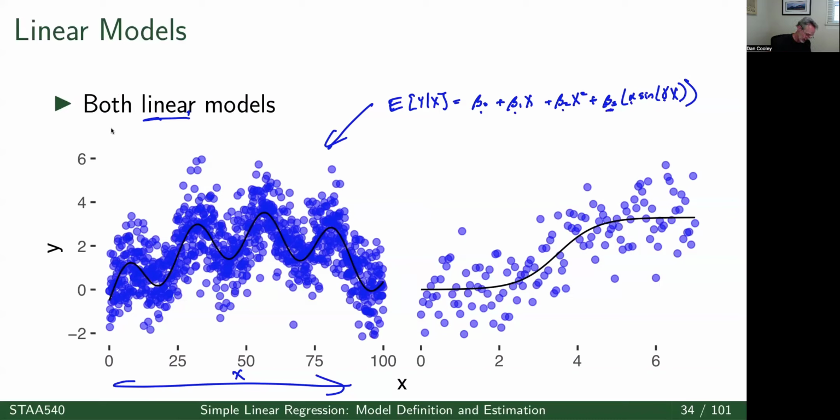And so another way of thinking of this model equivalently would be beta naught plus beta 1 times x1, where x1 is just given by x. Beta 2 times x2, where x2 is x squared, plus beta 3 times x3, where x3 is this complicated sine function.